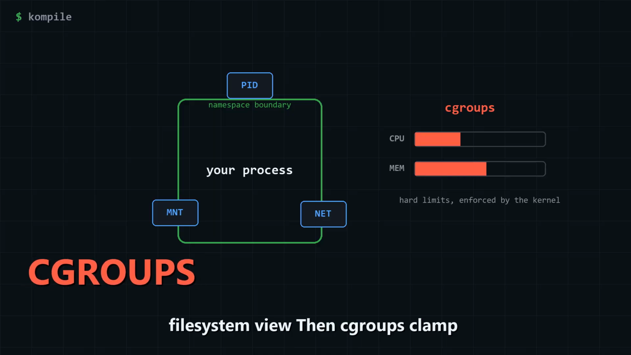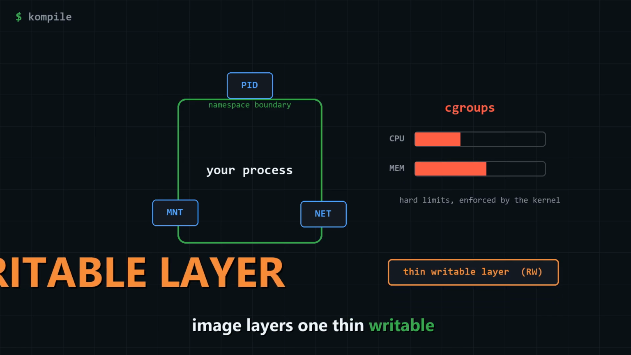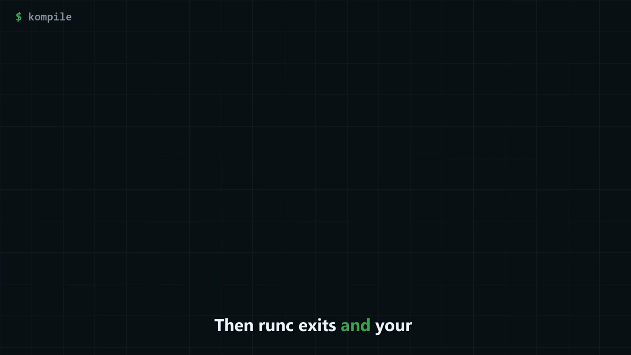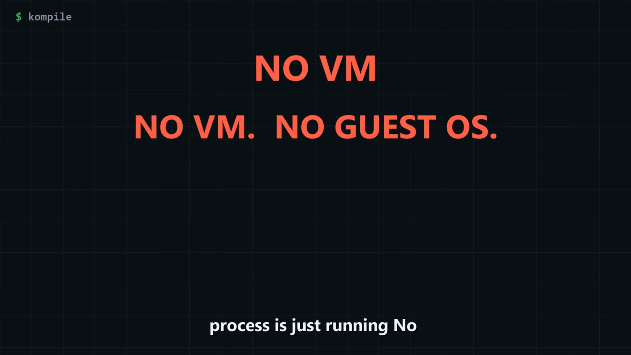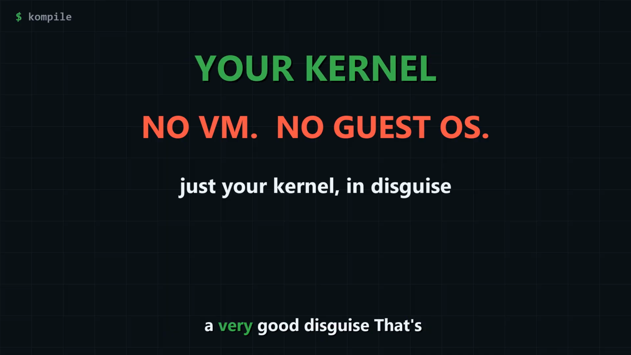Then cgroups clamp how much CPU and memory it's allowed to touch. And on top of those read-only image layers, one thin writable layer, just for this container. Then runc exits, and your process is just running. No virtual machine, no guest OS. It's your own kernel, wearing a very good disguise.